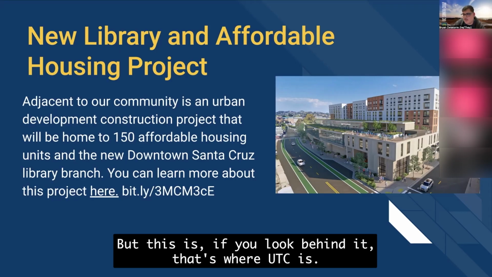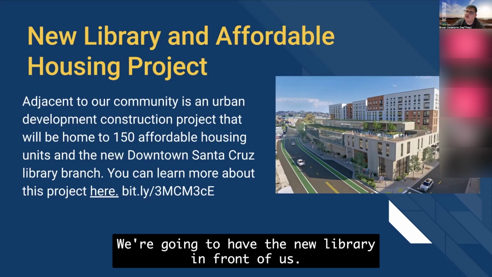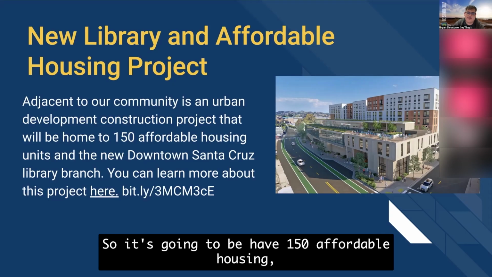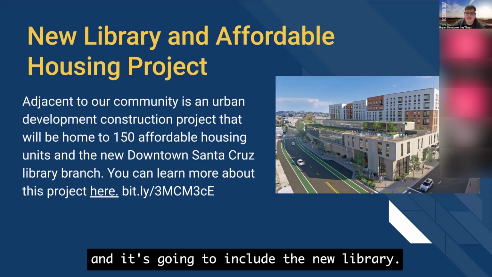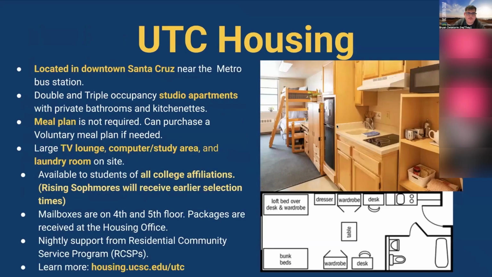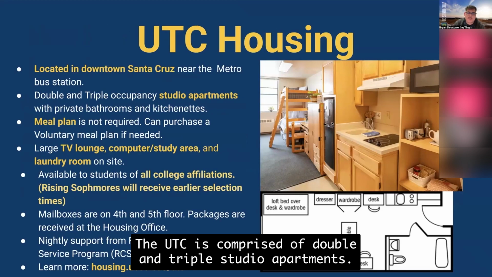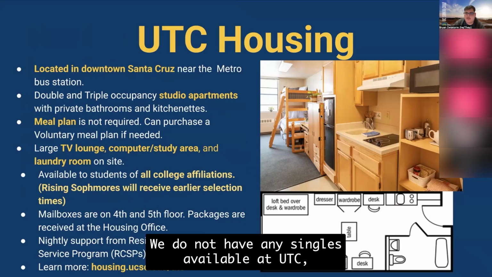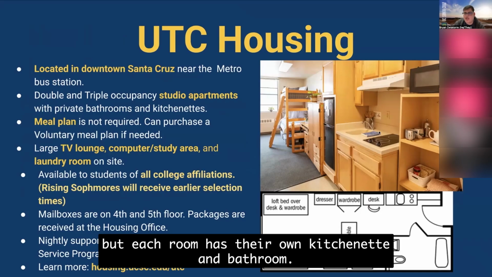But this is, if you look behind it, that's where UTC is. We're going to have the new library in front of us. So it's going to have 150 affordable housing, and it's going to include the new library. So UTC is comprised of double and triple studio apartments. We do not have any singles available at UTC, but each room has their own kitchenette and bathroom.